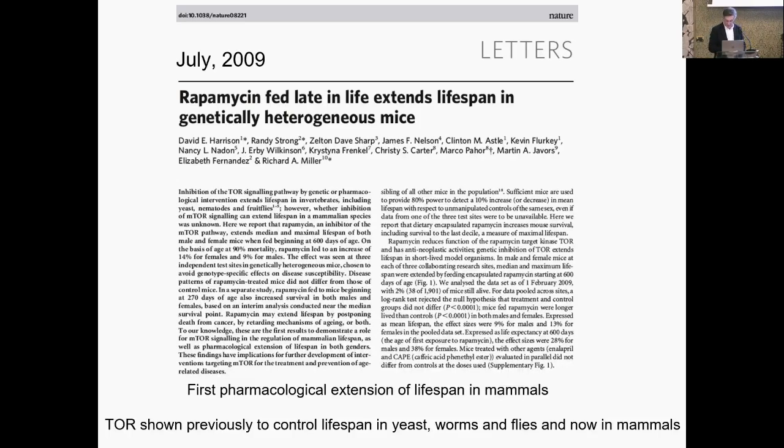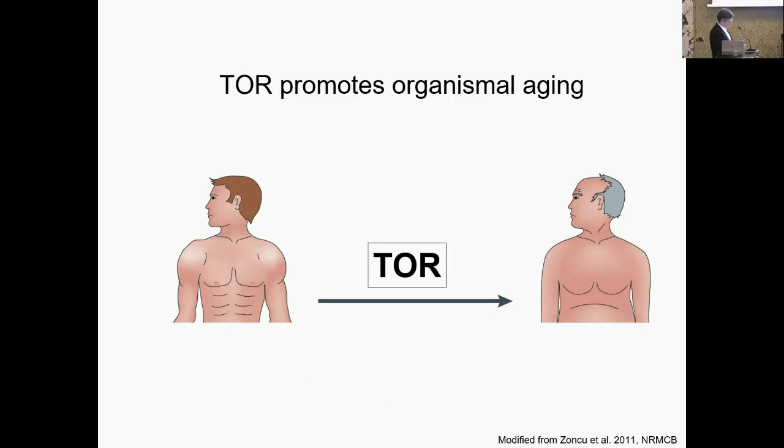So TOR controls lifespan, at least in model organisms, but the fact that it does it in mammals suggests that this could also be the case in humans. Does TOR control aging in humans? I would say it's likely. It has not been shown. It's a difficult experiment to do in humans. You cannot do a clinical trial because you can only do clinical trials with diseases to test the effect of a molecule on disease, and aging is not a disease.